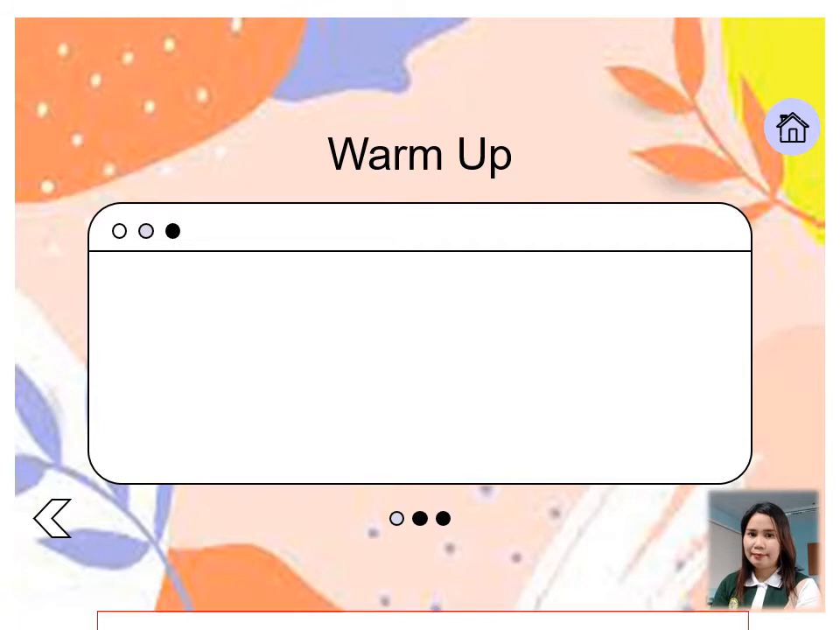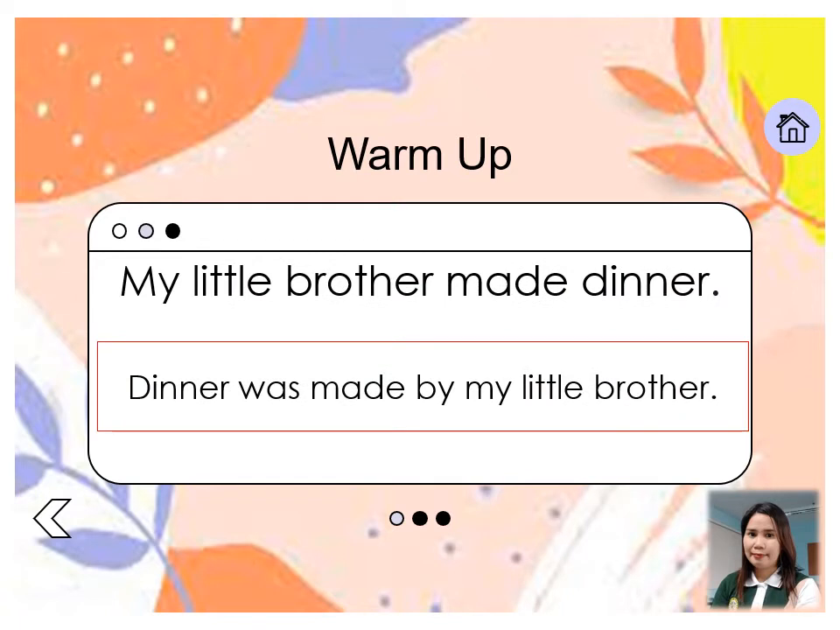Okay, so let's read together. My little brother made dinner. Dinner was made by my little brother. Okay, so in the first sentence, our subject is little brother, and our verb is made. Dinner is the object or the receiver of the action.